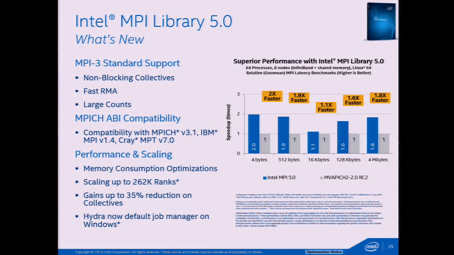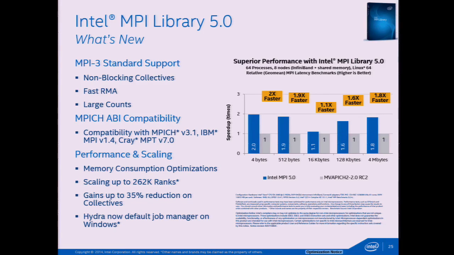Okay. This is 5.0, but also soon we'll be updating this for 5.1, which is our latest version. And mostly what we really try to do is, we support the latest MPI 3 standard. Is there anyone here doing development with MPI 3?